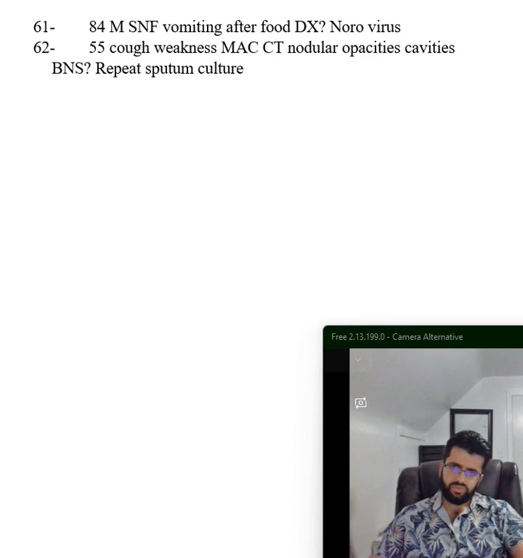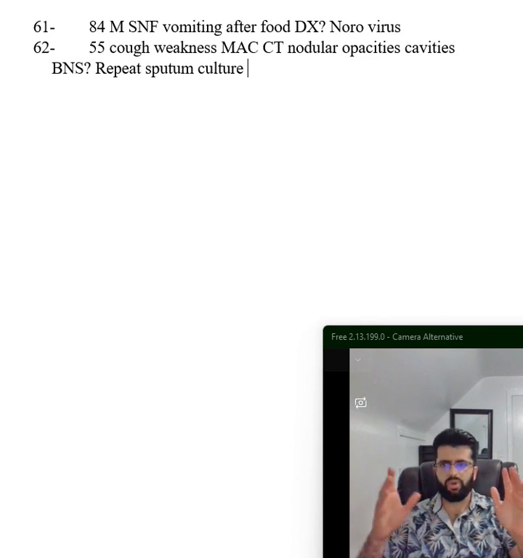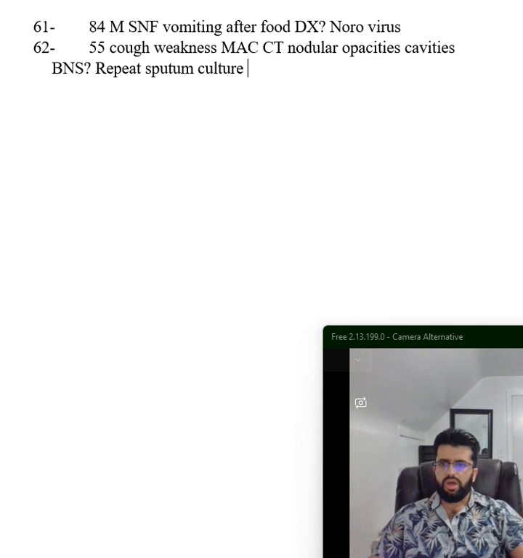Okay, and the symptoms, like in this case, cough, fever, weight loss, going on for several months, and you see multifocal bronchiectasis and multiple small nodules and cavitary opacities on the CT. So that's Mycobacterium avium complex. This is how you deal with it.